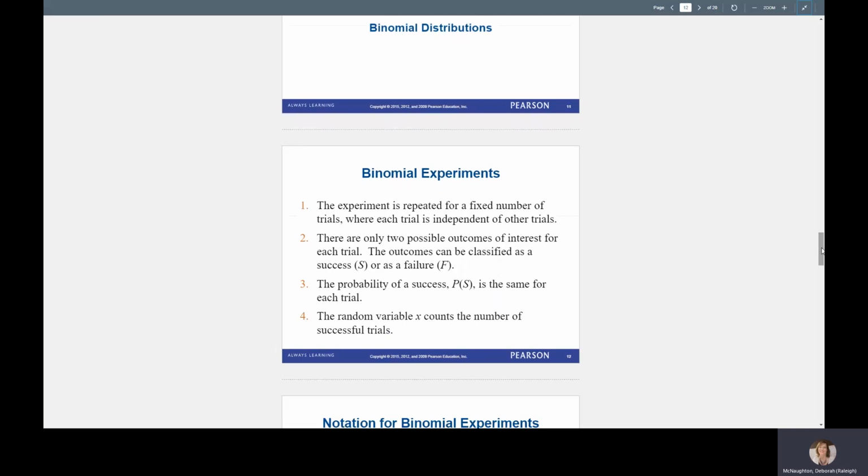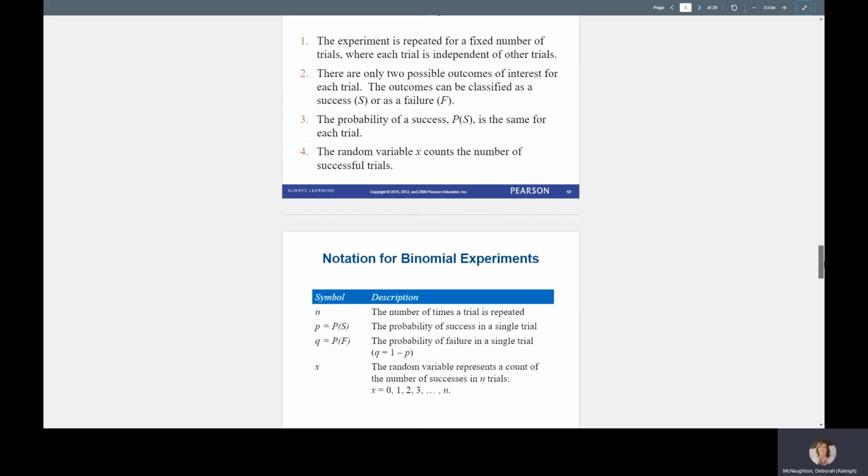So if I toss the coin 10 times, I could have 0 successes. I could get all tails all 10 times. I could get 1 head, 9 tails, 2 heads, 8 tails, right? I could get 3 heads, 4 heads, 5 heads, 6 heads, 7 heads, 8 heads, 9 heads, or 10 heads. So I could have all successes. The probability of that is really small, that I get no heads or 10 heads, but it is a possibility.